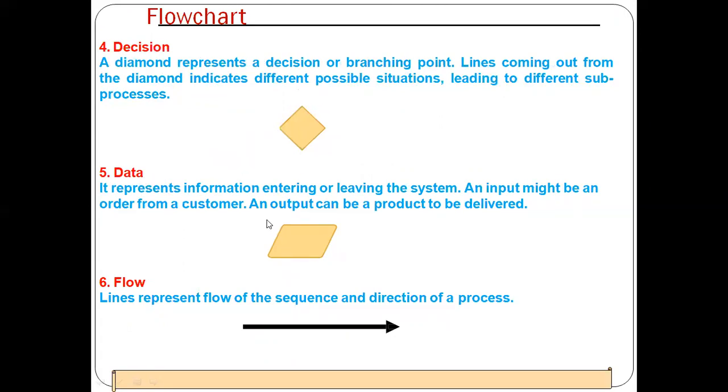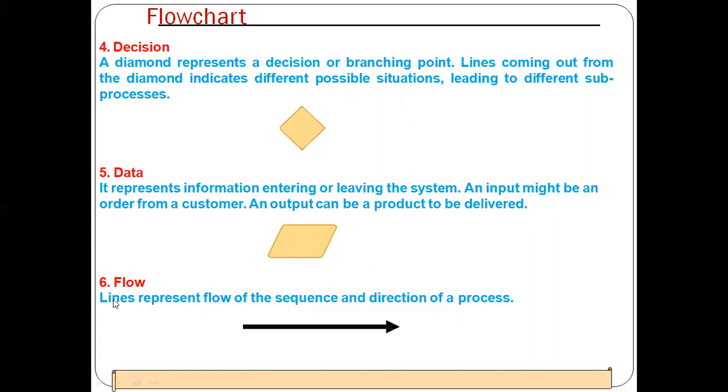Next is data. What is data? It represents the information entering or leaving the system. An input might be an order from the customer. An output can be a product to deliver. So this type of symbol is just like data.